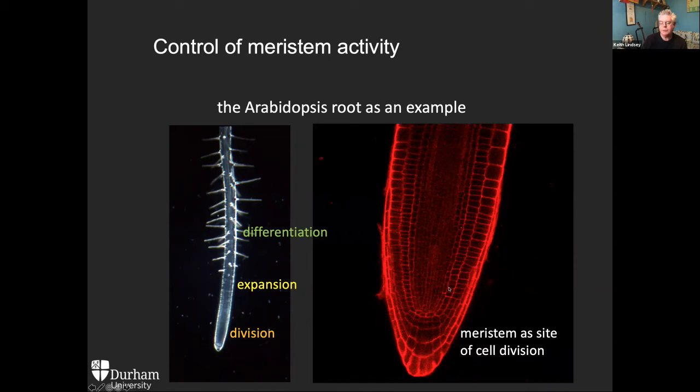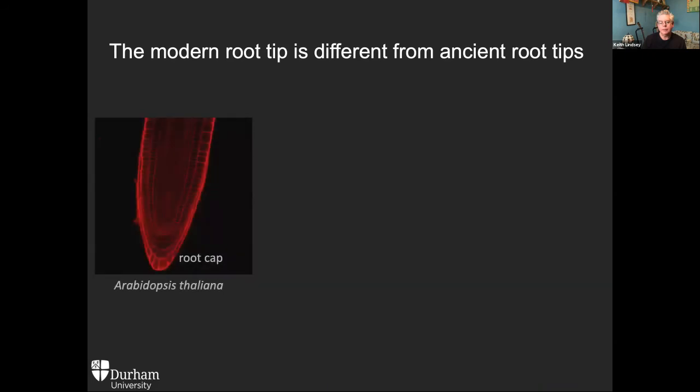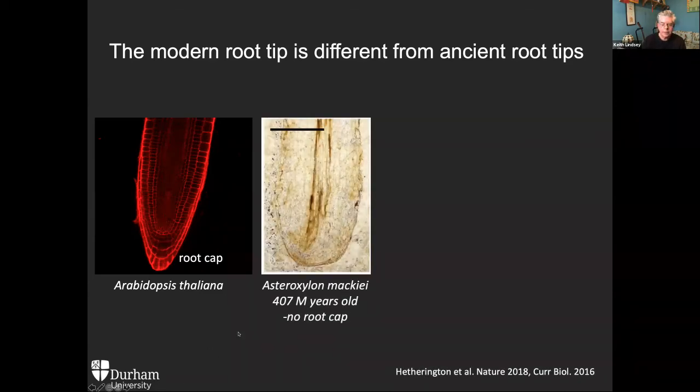but not all roots have looked like that through the course of history. This modern root tip, of which Arabidopsis is one example, is quite different from ancient root tips. The thing about Arabidopsis is it's got this root cap, and this root cap is important as a gravity sensing structure. I can talk about that at some other point.